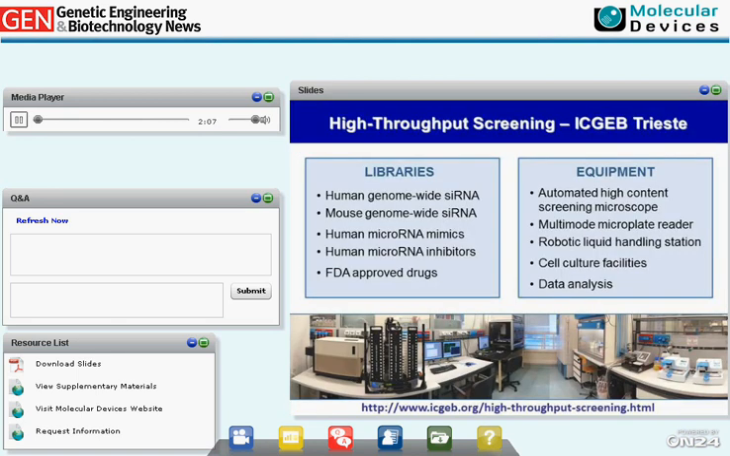So the main goal of our screening facility is to perform RNAi screening, and for that, we have available for screening both a human genome-wide siRNA library as well as a mouse genome-wide siRNA library, and also human microRNA libraries of mimics and inhibitors. Although some of the work that we do is based on plate reader-based assays, most of the work that we are now doing is based on high content screening.